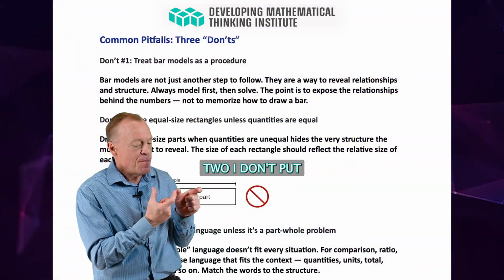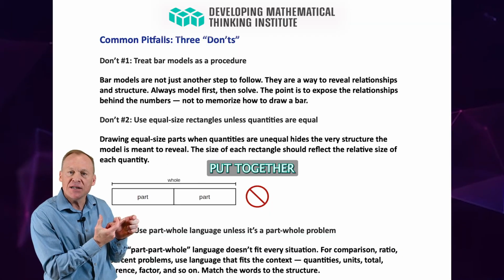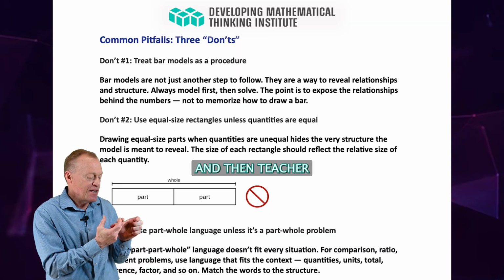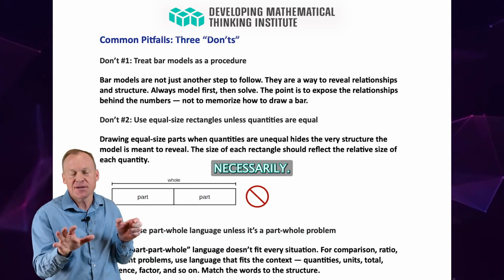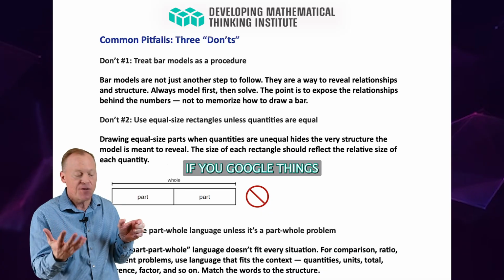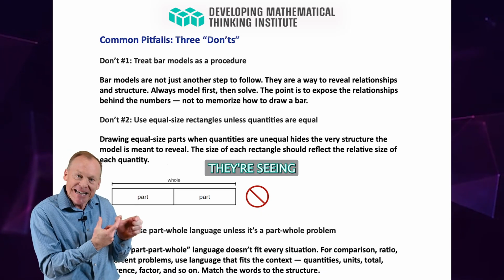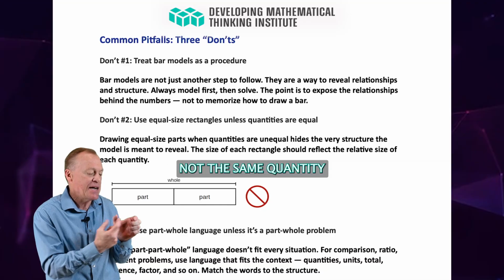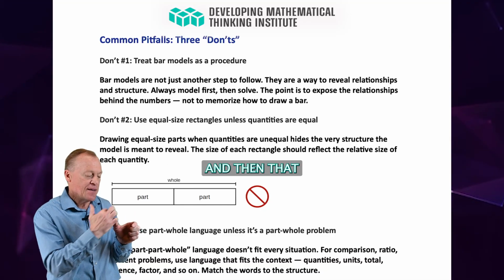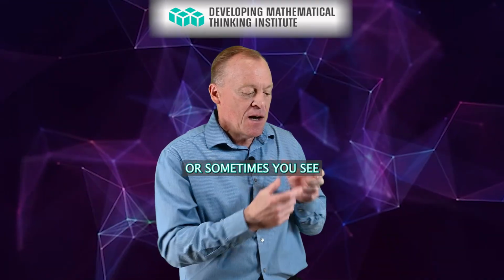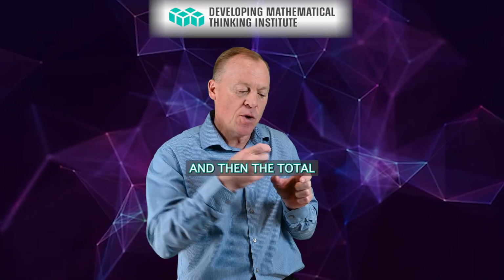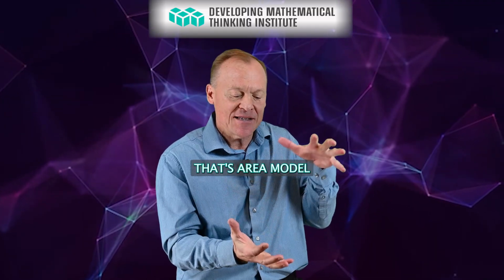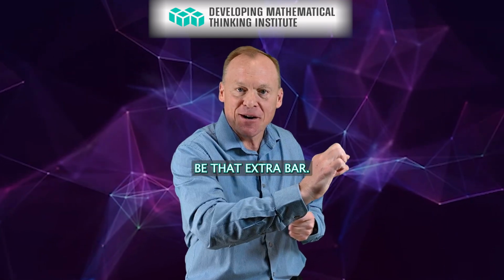Two, don't put, I see this all the time, where you have 2 rectangles put together of the same size. And then teachers will put in 18 and 3. Not teachers necessarily, this is typically curriculum. If you Google things, it happens all the time. So they're seeing spatial reasoning wrong. 18 is not the same quantity as 3. And then that unknown amount. Or sometimes you see 2 bars, and then the total in another bar. It's like, no. Now you're thinking that's area model where it's all together when that's not the relationship. There shouldn't be that extra bar. We just want an arrow, a line, an arc that shows that relationship.